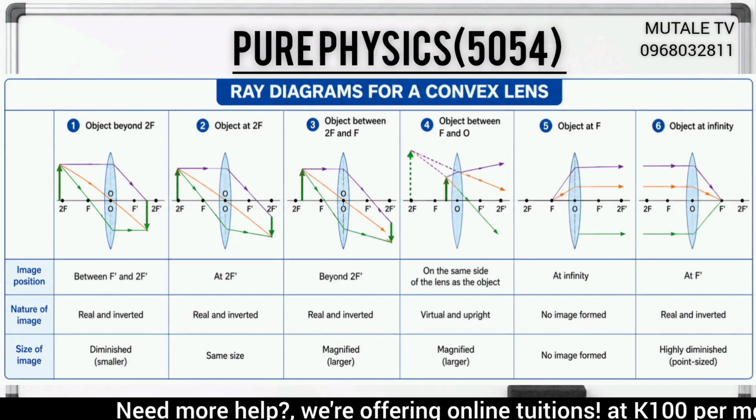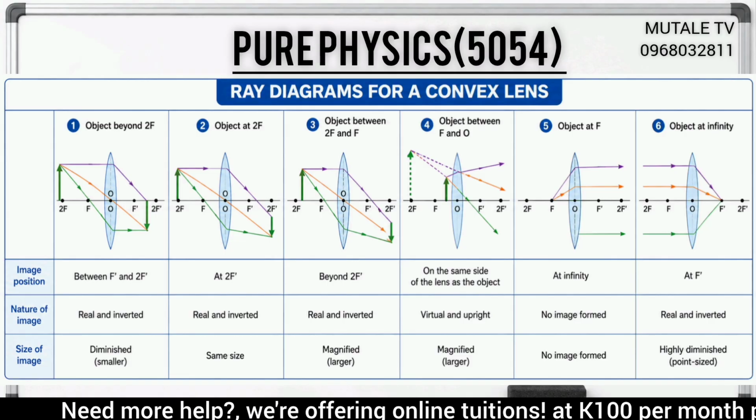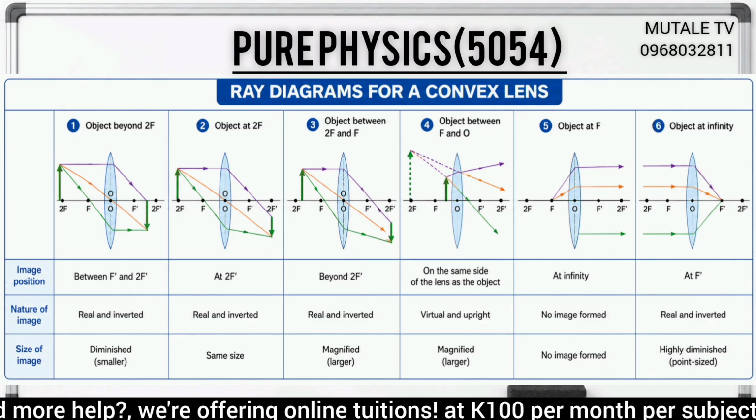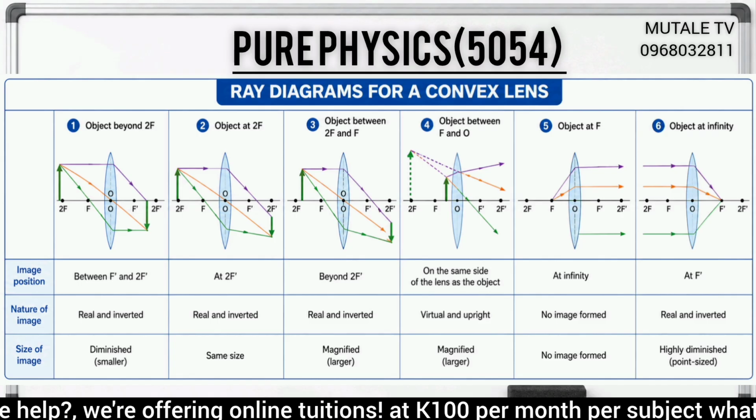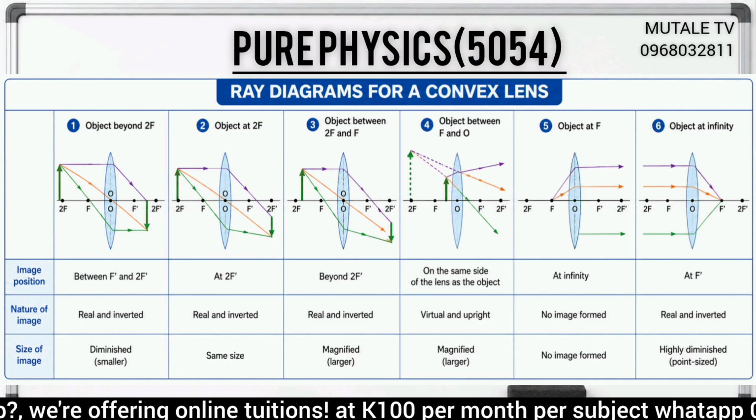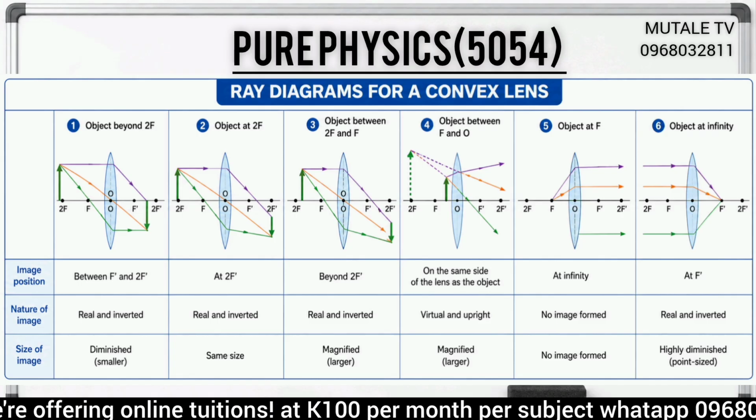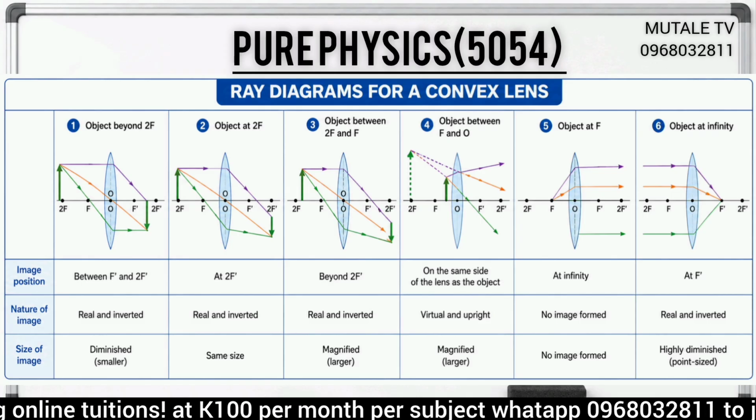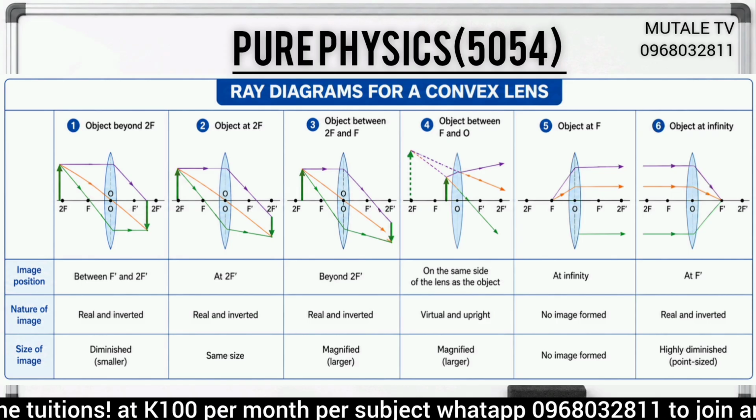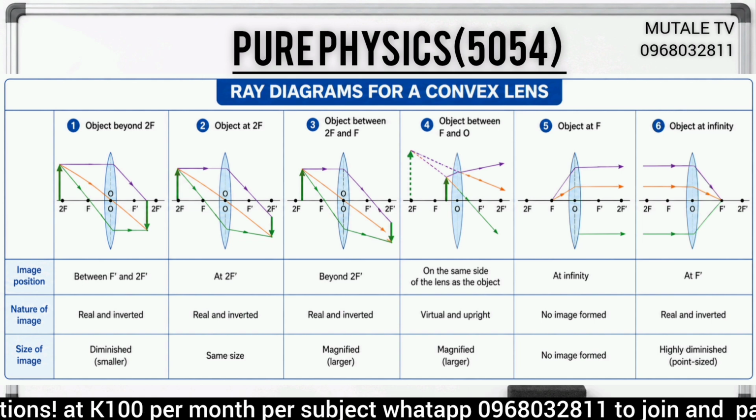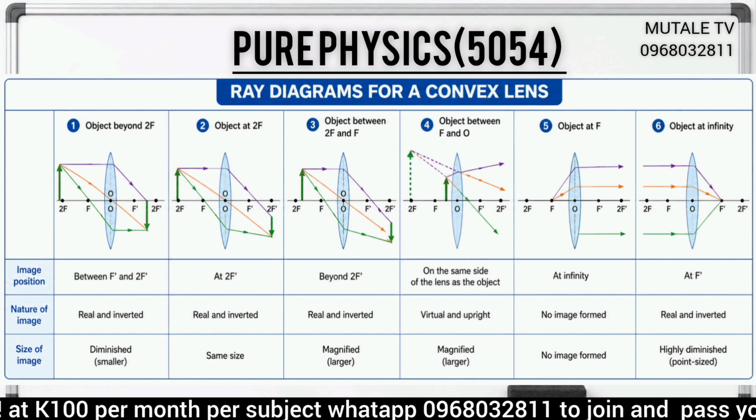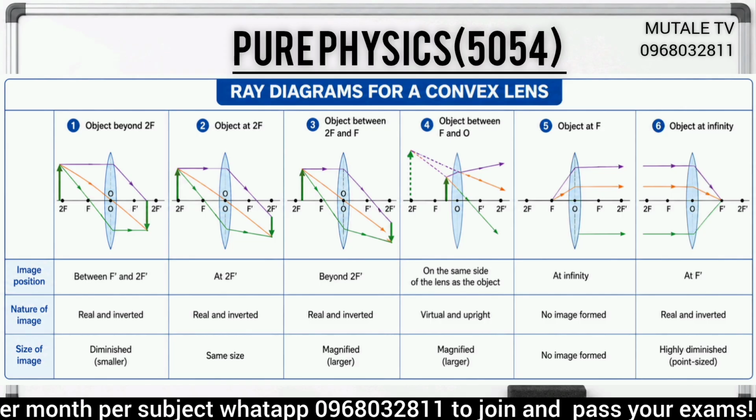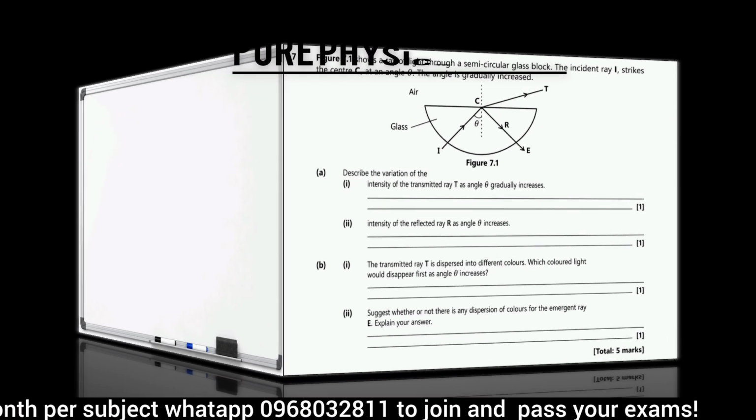When the object is placed between 2f and f, the image forms beyond 2f, and it is real, inverted, and magnified. When the object is placed between f and the optical center, the image forms on the same side as the object. It is virtual, upright, and magnified. When the object is placed exactly at f, the image forms at infinity. And when the object is placed at infinity itself, meaning the incoming rays are parallel, the image forms exactly at f, and it is real, inverted, and diminished.